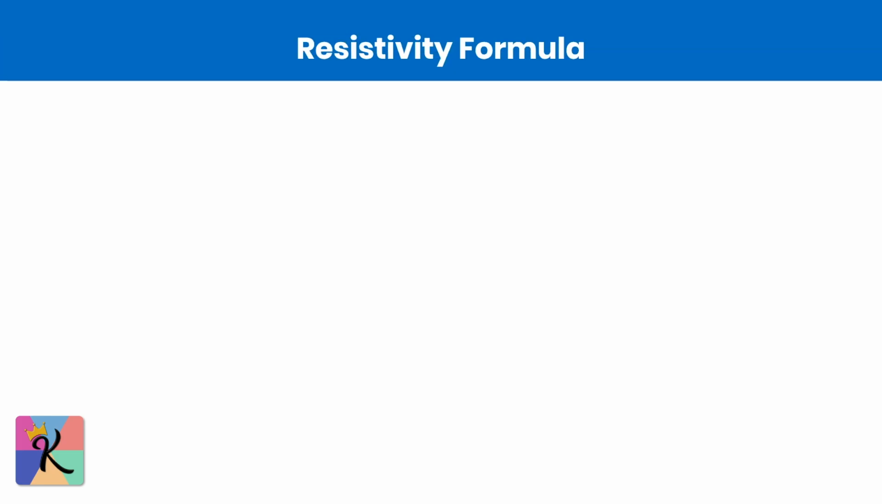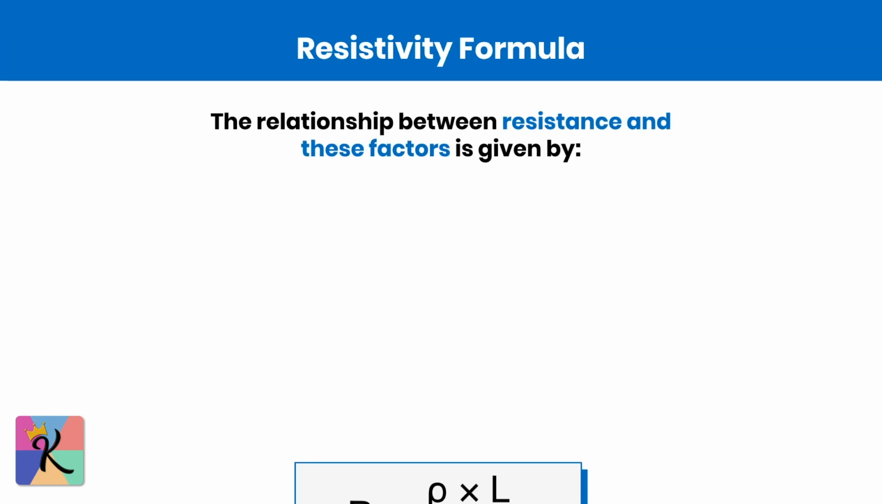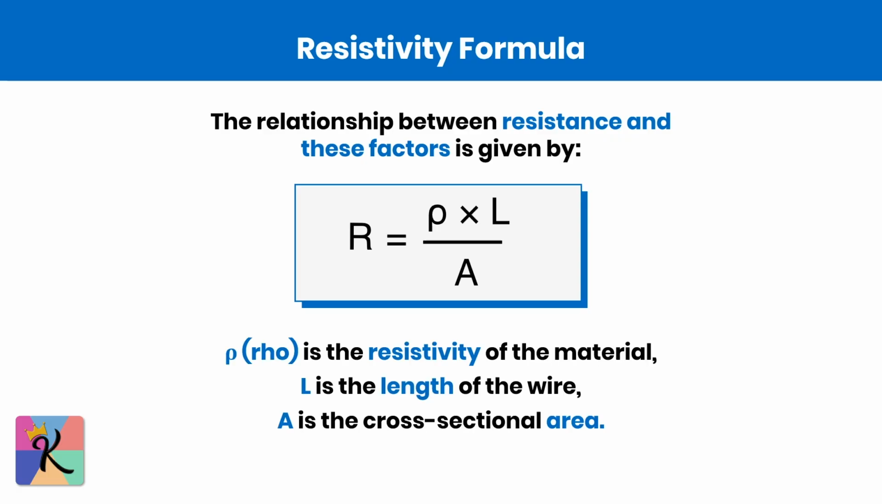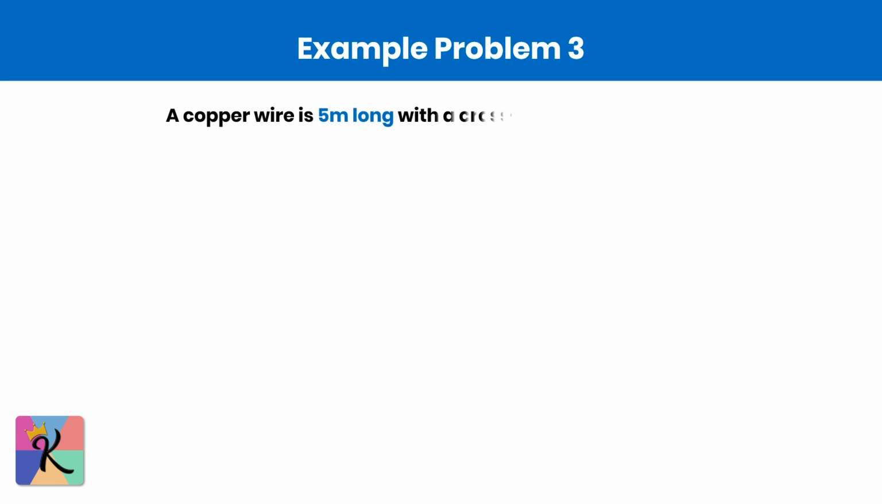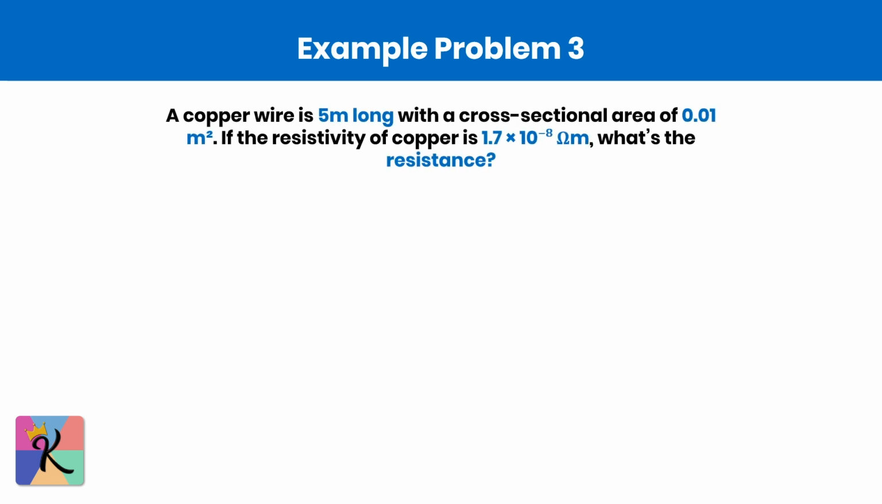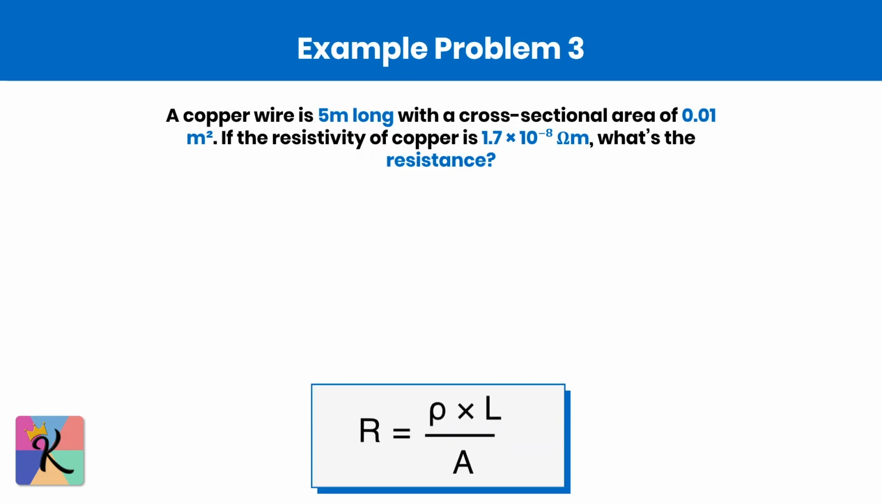Resistivity formula. The relationship is given by the formula. Resistance equals resistivity times length divided by cross-sectional area. Example, problem 3. A copper wire is 5 meters long with a cross-sectional area of 0.01 square meters. If the resistivity of copper is 1.7 times 10 to the negative 8 ohm meters, what's the resistance?